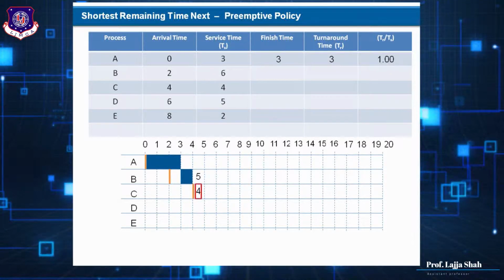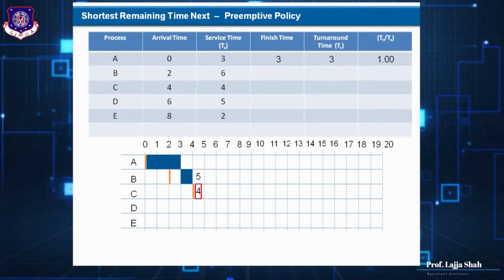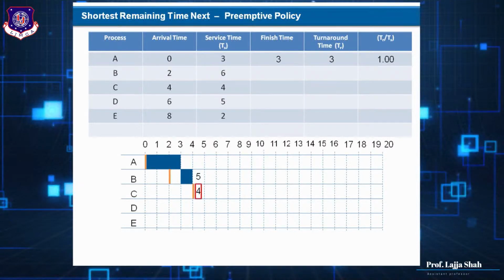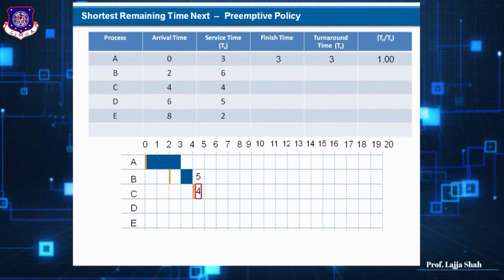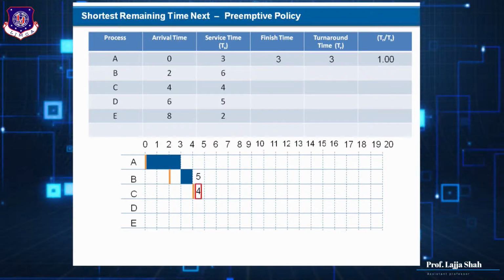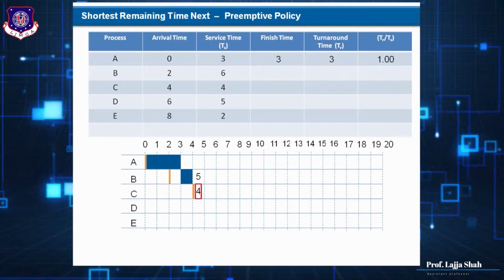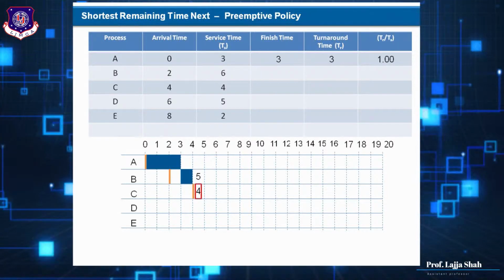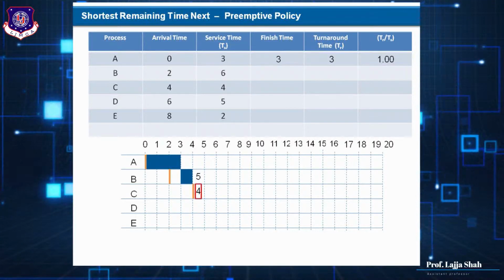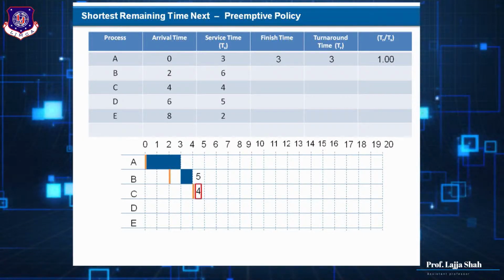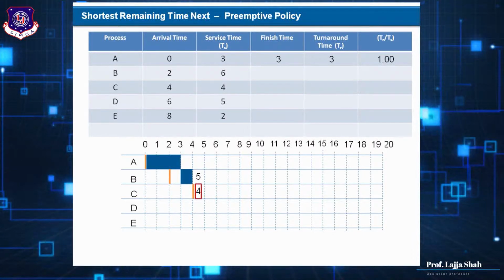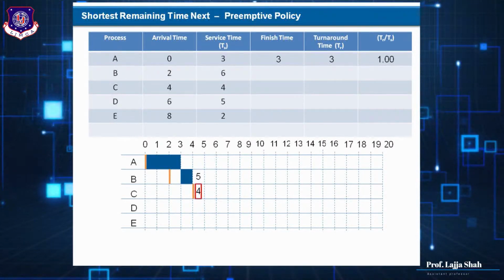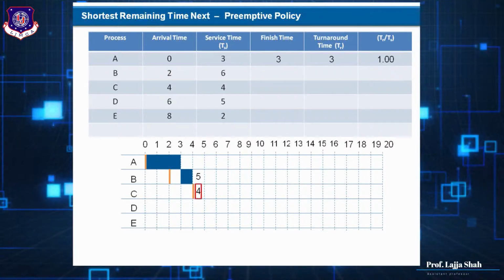At the 4th second, process C arrives in the system. So now there are two processes for the operating system to consider for execution. The operating system will check the remaining time of both processes. Process B's total service time is 6 seconds. It has been executed for 1 second already. So process B is left with 5 seconds. Process C has just arrived, so its service time will be considered as its remaining time, that is 4 seconds.